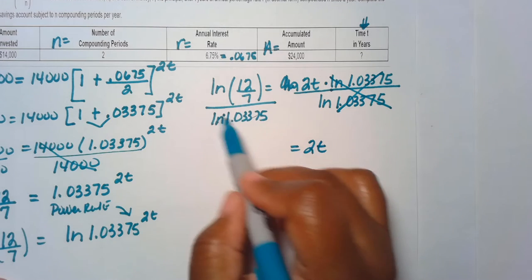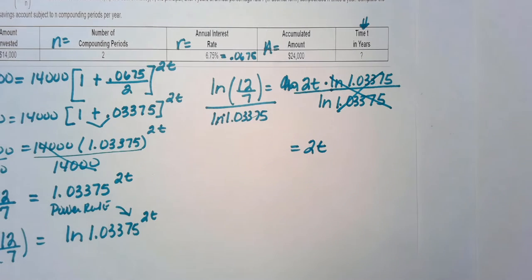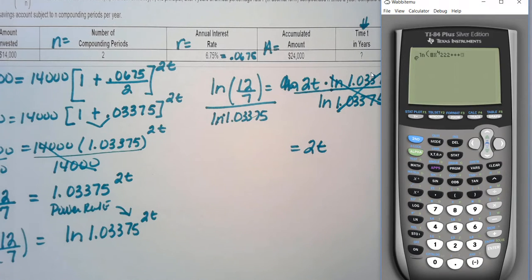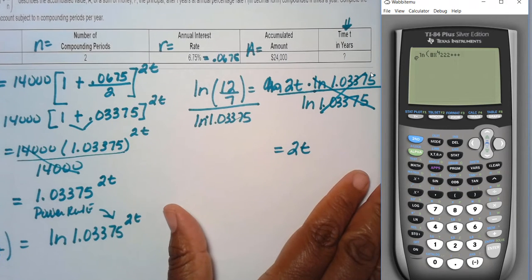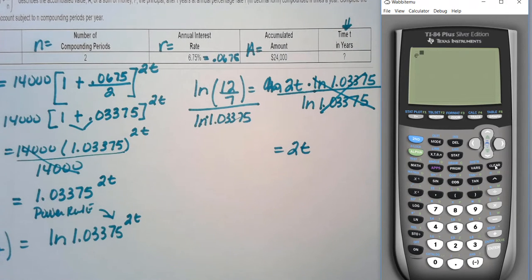Now let's put this information into the calculator. So I'm going to bring up the graphing calculator, and let's clear. First of all, we're going to do this in two parts, so watch me do this. I'm going to type in ln, then 12 divided by 7, close it with a parenthesis, and press enter.